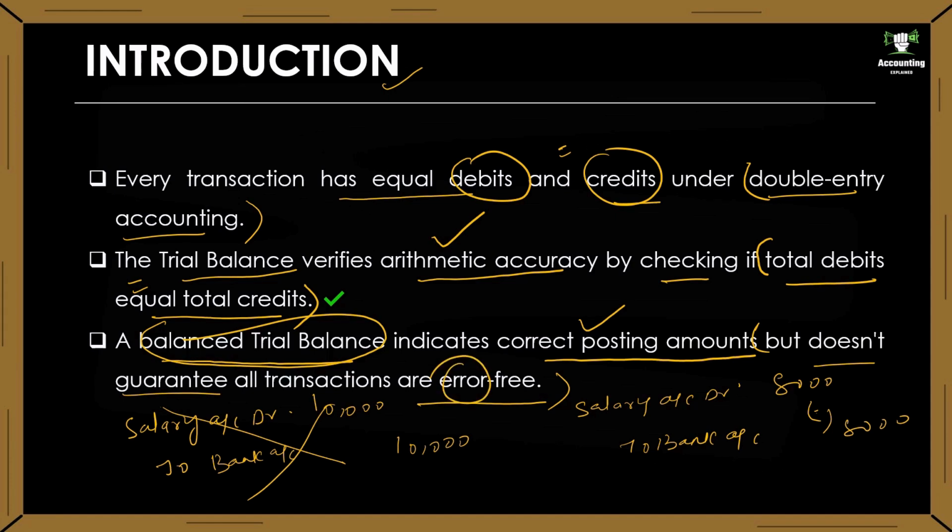Okay. So, the point now it is very clear to you, right? A balanced trial balance indicates correct posting amount. So, it indicates that we have posted correctly 8,000, 8,000. But it does not guarantee all transactions are error free. Here there is an error where we should have taken 10,000. Instead of that, we have taken only 8,000. So, that part is very important.